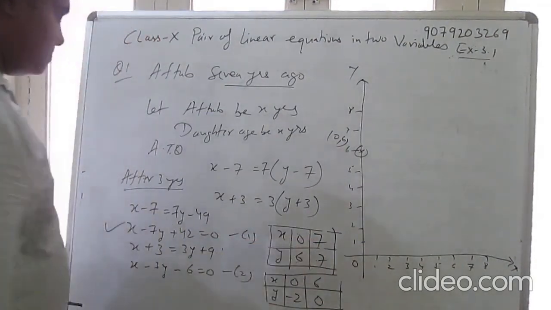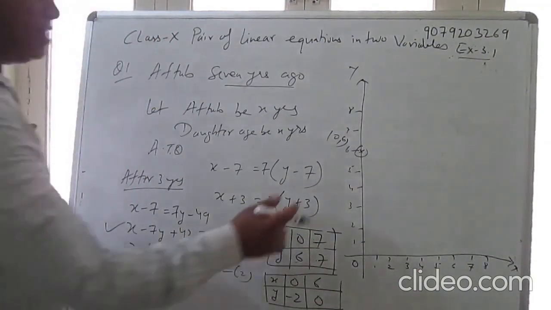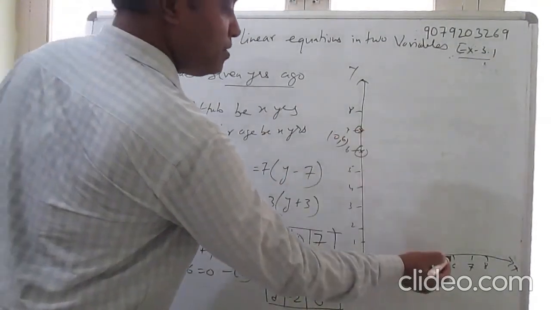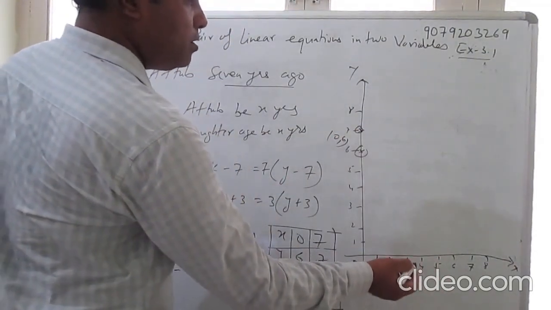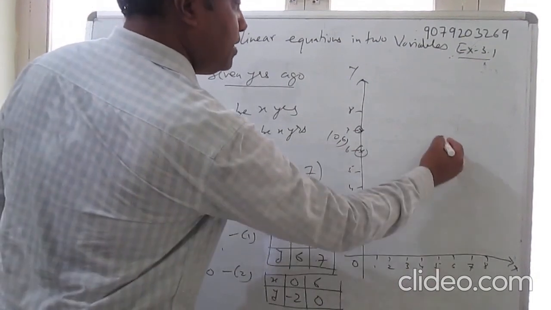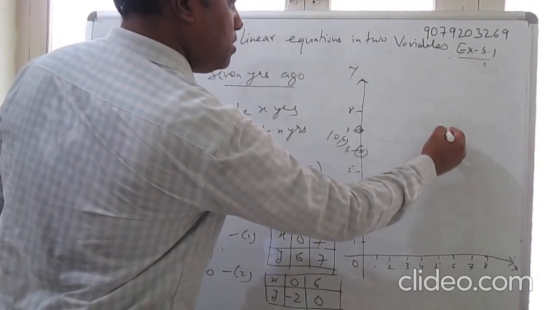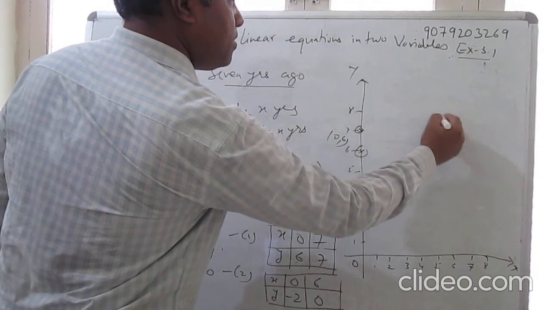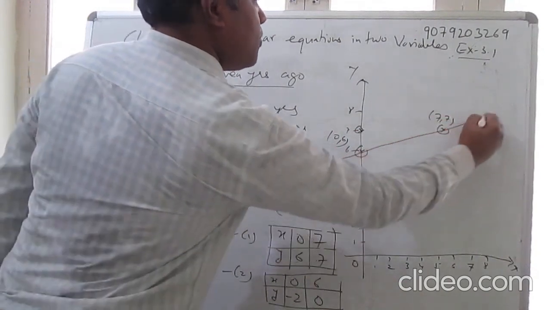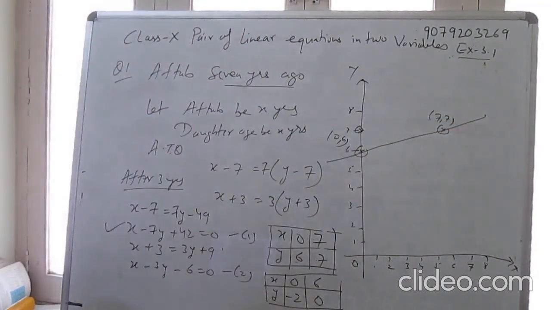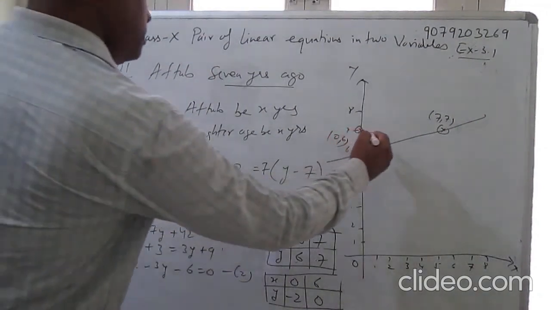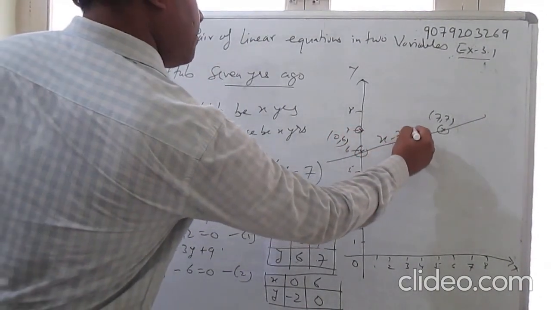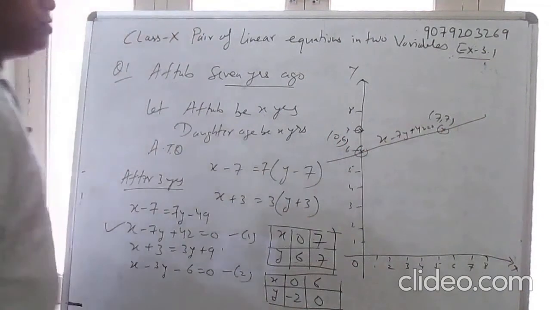7, 7. 7 is here and 7 is here. Here it is, 7 comma 7. Now join these 2 points. This is the equation of the line x minus 7y plus 42 is equal to 0.